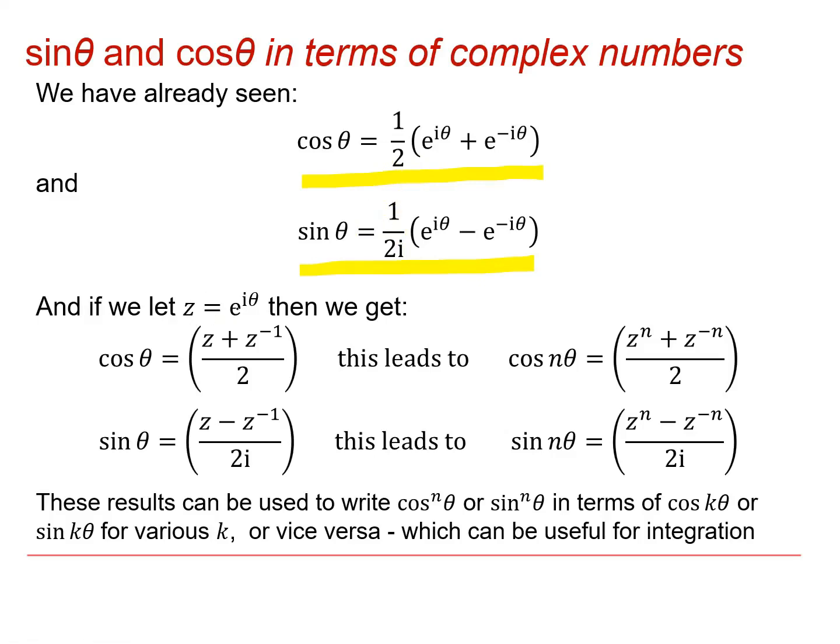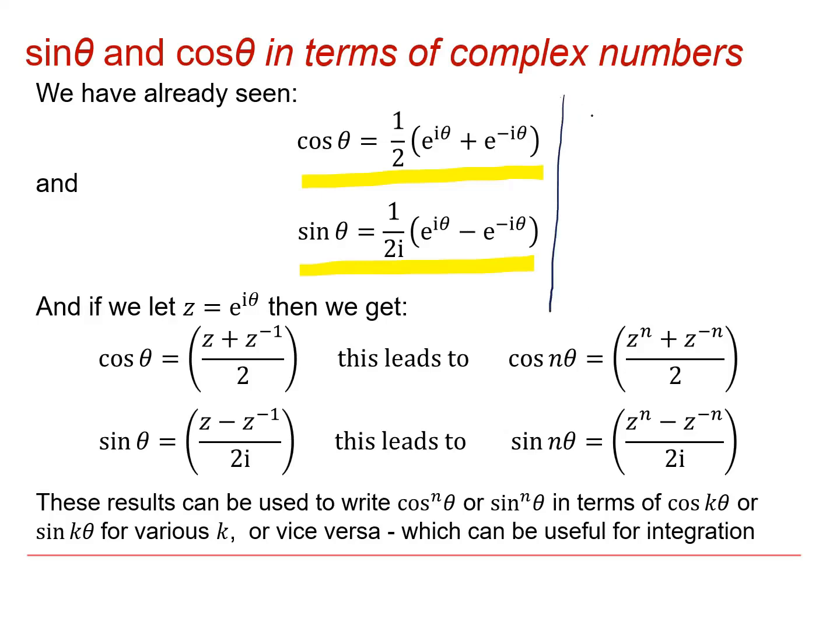So if we let z equal e to the i theta, I could rewrite this expression up here as cos theta is equal to z plus z to the minus 1, over 2. And this leads to an expression for cos n theta being z to the n plus z to the minus n, over 2. Now this is not obvious at first glance, so let's just have a look at that.